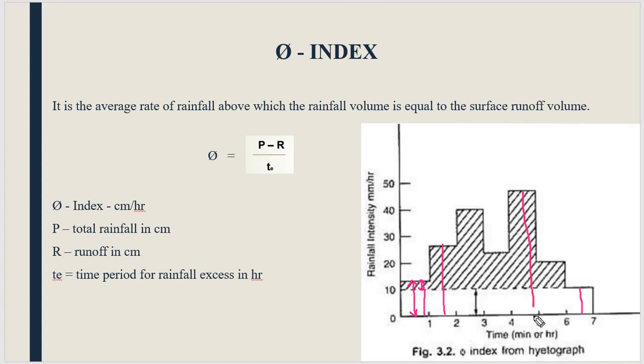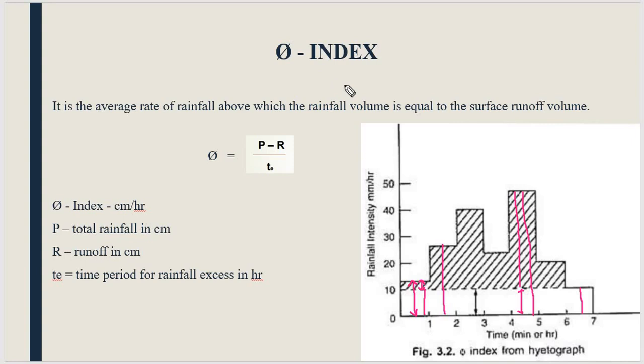This is your total rainfall at 4 to 5 hours. Then this is your runoff. And if you subtract this runoff from the total rainfall, you will get this portion, which is going to be your loss. Okay, in Phi Index, we always take the losses as just infiltration loss.